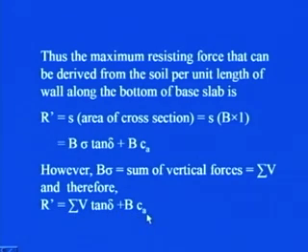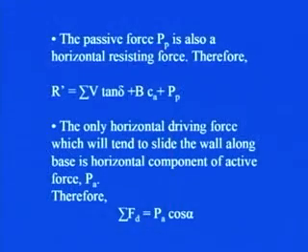I hope that now you are able to appreciate that is why we determine the summation of all the vertical forces. Once that table is prepared, as I explained earlier, you simply have to pick that particular value and substitute it here, and you will be getting the value of this R prime directly. The passive force is also a horizontal resisting force. So, the total R prime, that is the total resisting force, will be equal to the resistance offered by the soil lying at the base of the wall plus the force due to passive pressure, that is Pp. So, R prime will result into summation V tan delta plus B into Ca plus Pp, that is passive force.